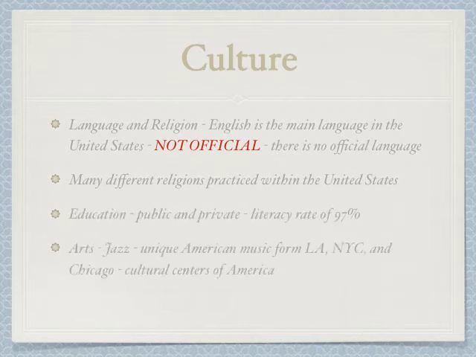Education, public and private, literacy rate of 97% in the United States. And arts, we have many different art outlets in the United States. Jazz is a unique American music form. Places like Los Angeles, New York City, and Chicago are cultural centers of America, just to name a few. But if you go through any city, town, suburb, there's arts and music and acting and different types of outlets for artistic expression.